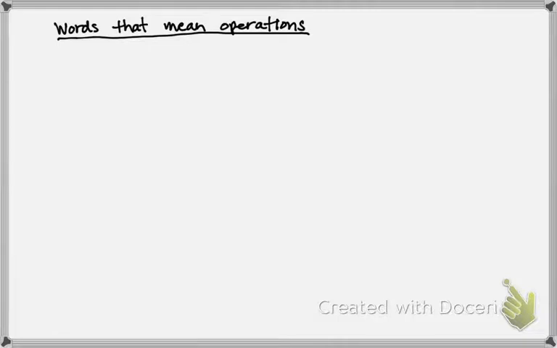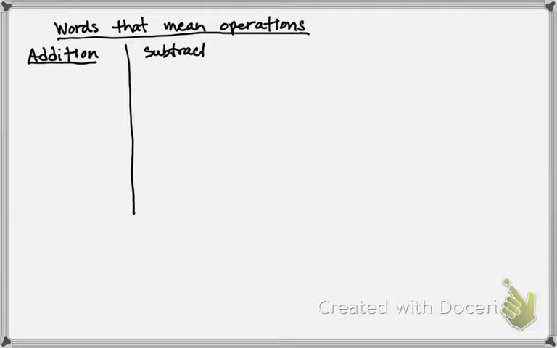So let's start with the basics. I'm just going to put all of them out right now. So we've got addition. We're going to have a column for subtraction words or phrases. We're going to have a column for multiplication.